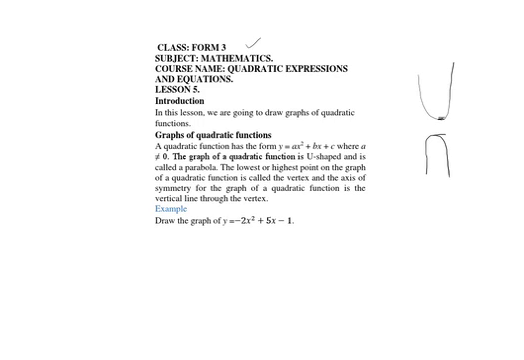The lowest or the highest point on that graph is called the vertex, and the axis of symmetry for the graph of a quadratic function is the vertical line through the vertex. So if we want to get the axis of symmetry, we draw a line which is passing through the vertex of these graphs, and that is the axis of symmetry.